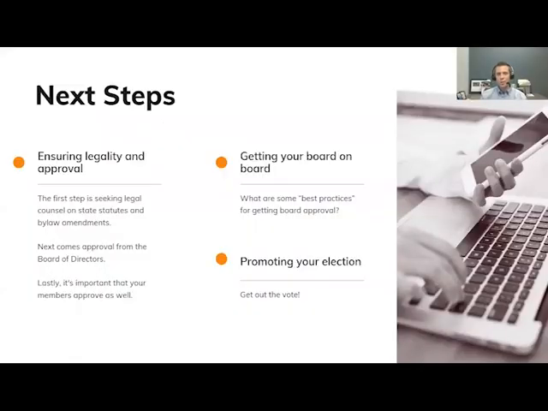Just to recap as far as what next steps look like, if you're in the boat where your co-op is considering new voting methods or looking to change your bylaws to do so, what comes next? Like I mentioned earlier, we have a nice little document that we'll send out after the webinar that will walk you through some of those step-by-step processes. But as a thumbnail, it basically boils down to a couple components.